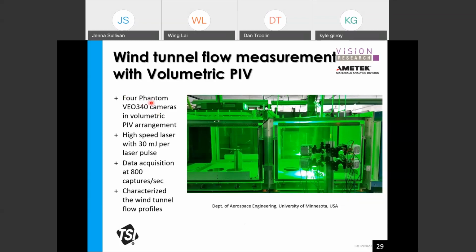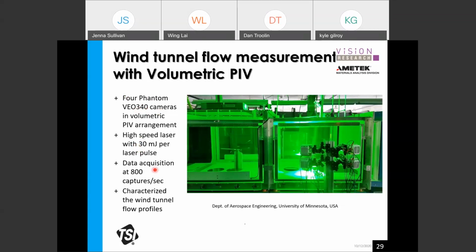The 4 cameras are VEO 340 4 million pixel cameras in the volumetric PIV arrangement. And the laser was a high-speed 30 millijoule laser. Again, the laser was on top of the tunnel. You can see the laser beam coming over here. There's a mirror to direct the beams into the test section. And the light here is the volumetric illumination.